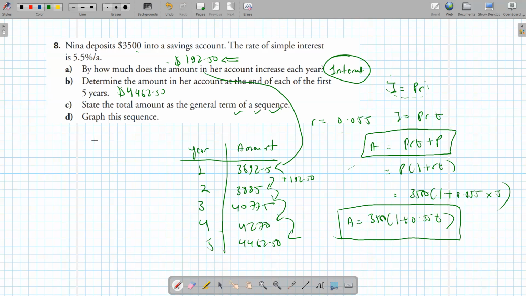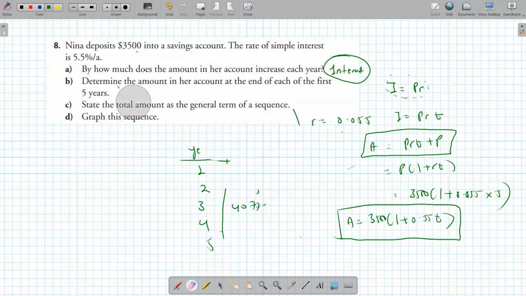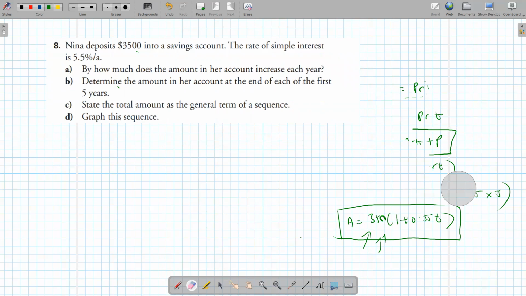Graph this sequence. That one's going to be a little bit trickier. You see on the right here, the A, we're trying to graph this. Any ideas on how to graph it? It's just a linear line. It's going to be straight. How do we graph this? Any ideas? It's a straight line. It's a linear equation.